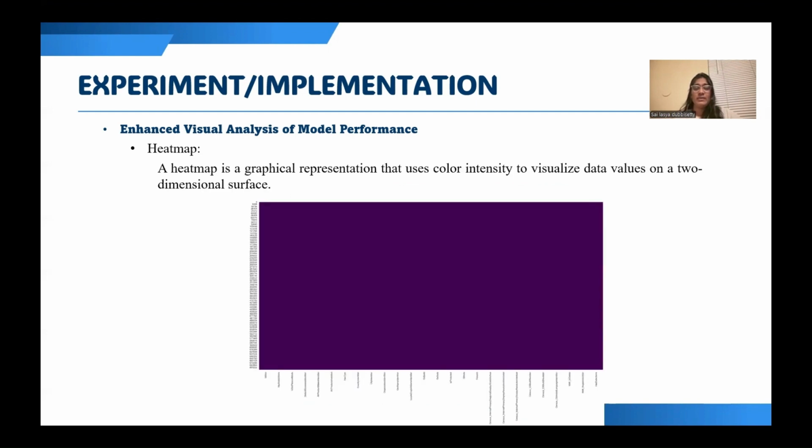Next, the heat map. A heat map is a graphical representation that uses color intensity to visualize data values on a two-dimensional surface. Mainly, these are configured in the heat map by region, category, industry, and time region to increase the relevancy of the data for your organization. Next.